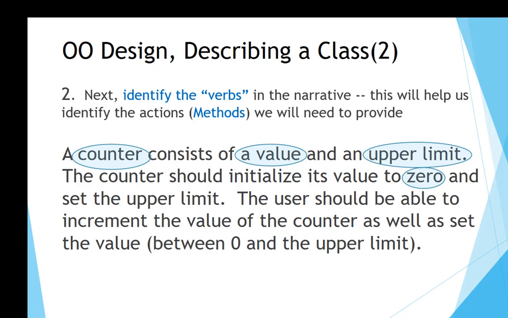A counter consists of a value and an upper limit. The counter should initialize its value to 0 and set the upper limit. The user should be able to increment the value of the counter as well as set the value between 0 and the upper limit. Since this is a simple one-object description, we don't need to consider yet how it interacts with other objects in a problem solution.